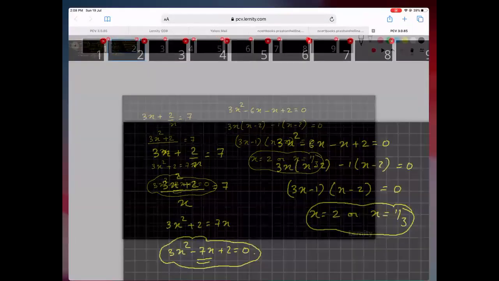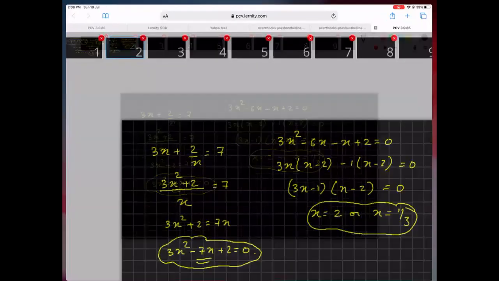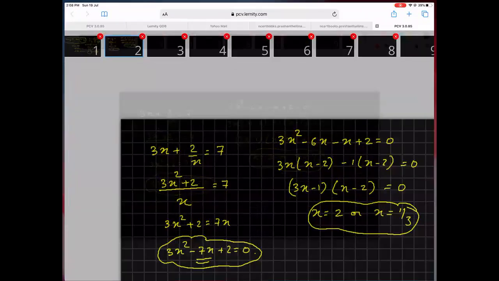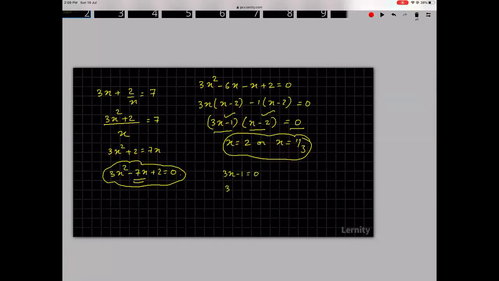If this into this is 0, either this is 0 or this is 0. If 3x minus 1 is equal to 0, then 3x is equal to 1. Then x is equal to 1 upon 3. If x minus 2 is equal to 0, x is equal to 2. So x is 1 upon 3 or 2.